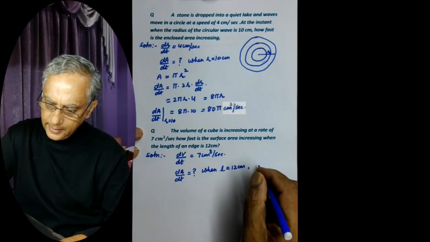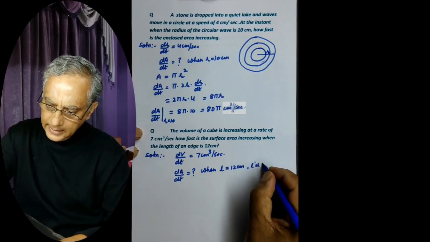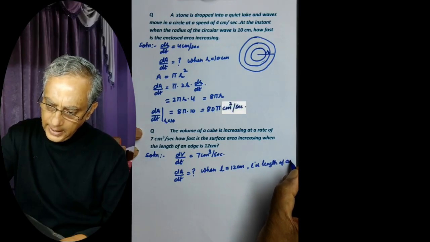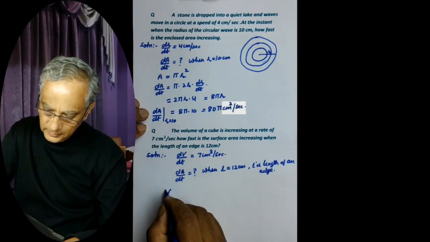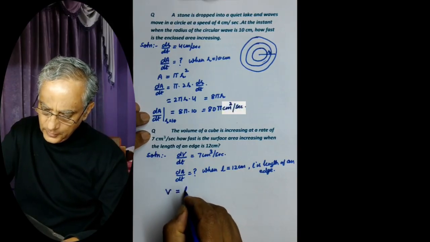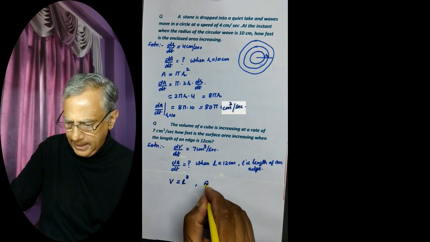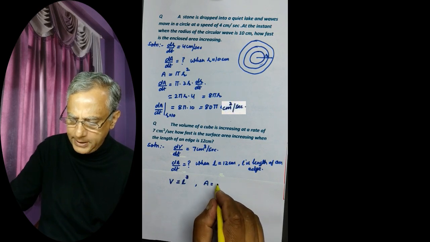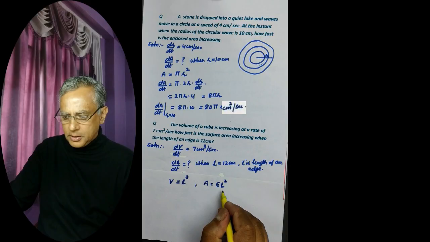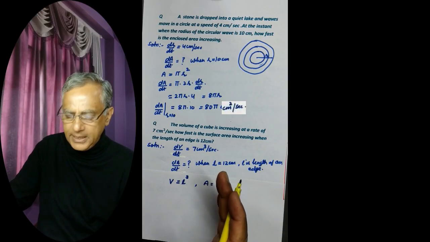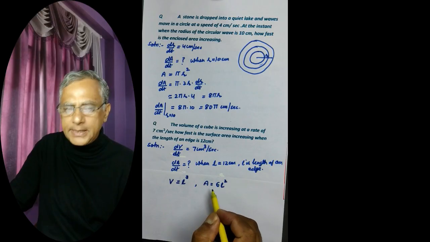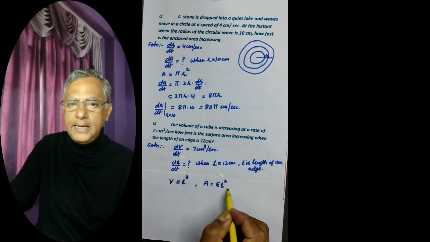L is the length of an edge. Now the volume V of a cube is equal to L cube. And A, the surface area of the cube, is 6L square. The surface area of a face of a cube is L square, and since it has 6 faces, therefore the surface area is 6L square.